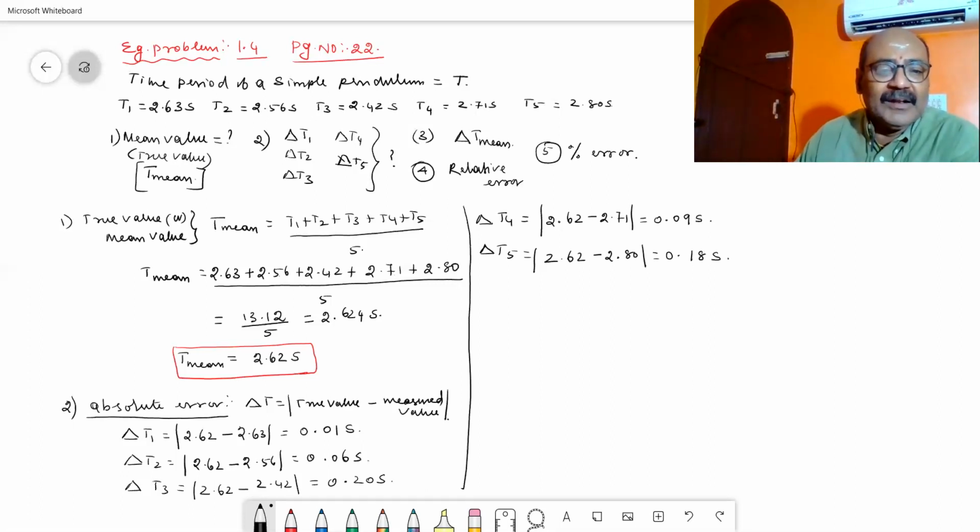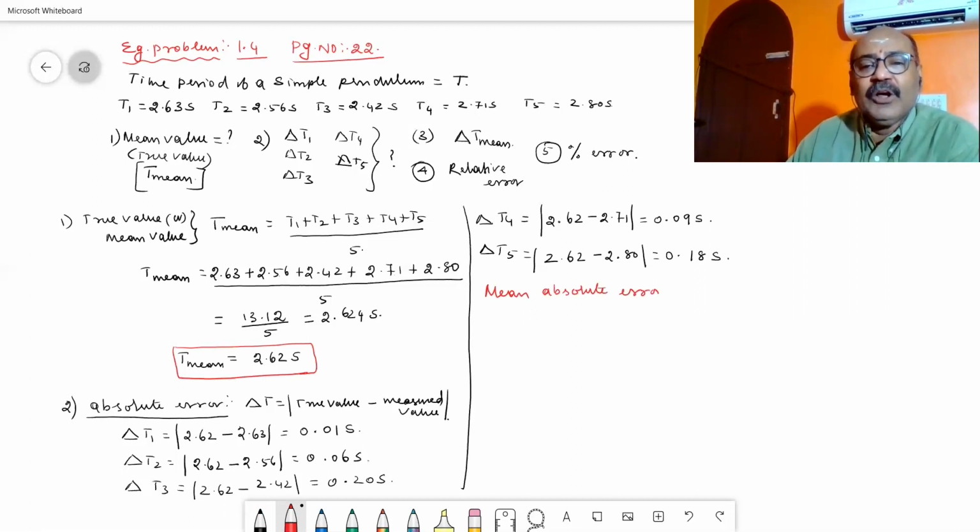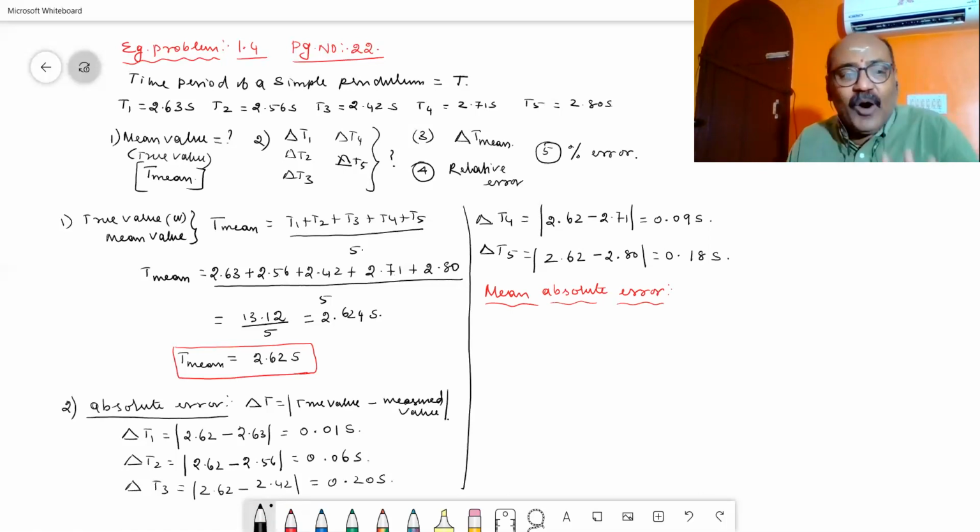Then what is the third one? The third one that we have to consider is mean absolute error. What do you mean by this mean absolute error? You have to take the mean value of all the absolute errors. So you will be writing it as delta T, absolute error, and for this we are going to take the mean, delta T mean.